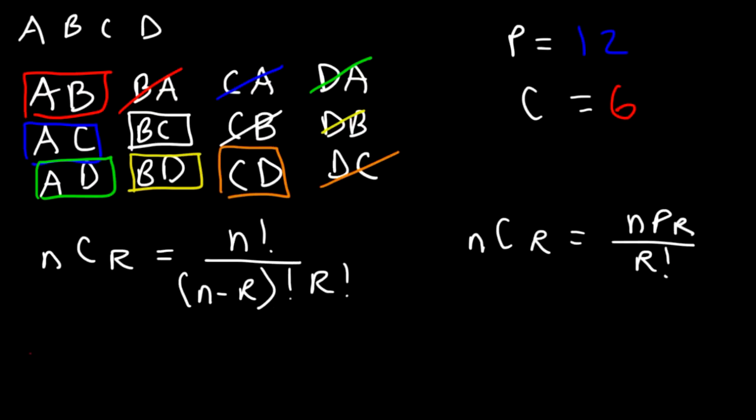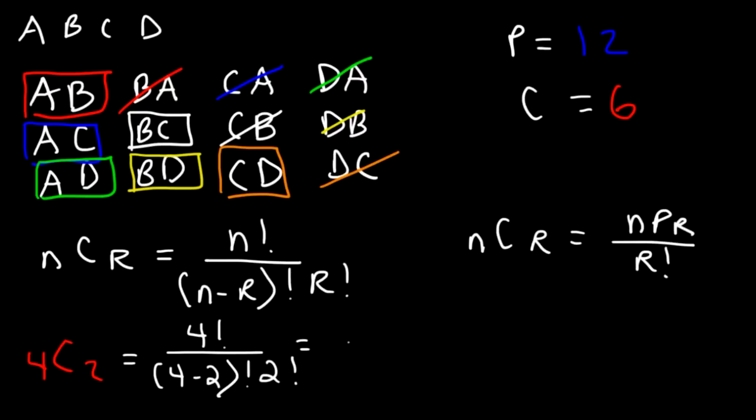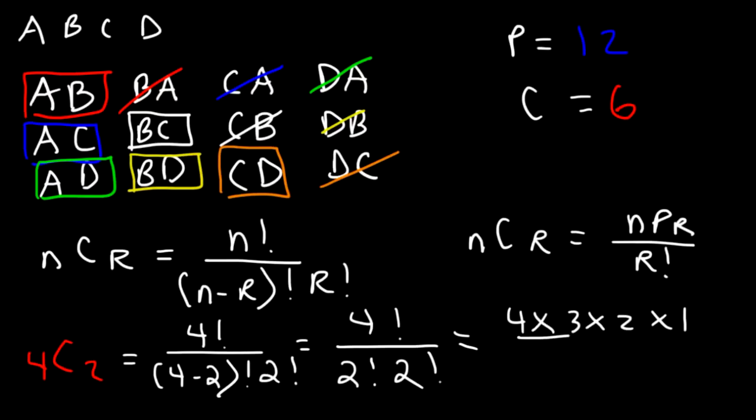So we have 4C2 in this example. So n is 4 and r is 2. This is equivalent to 4 factorial divided by 2 factorial times 2 factorial. And we know that 4 factorial is 4 times 3 times 2 times 1. 2 factorial is 2 times 1. And we have another 2 factorial.